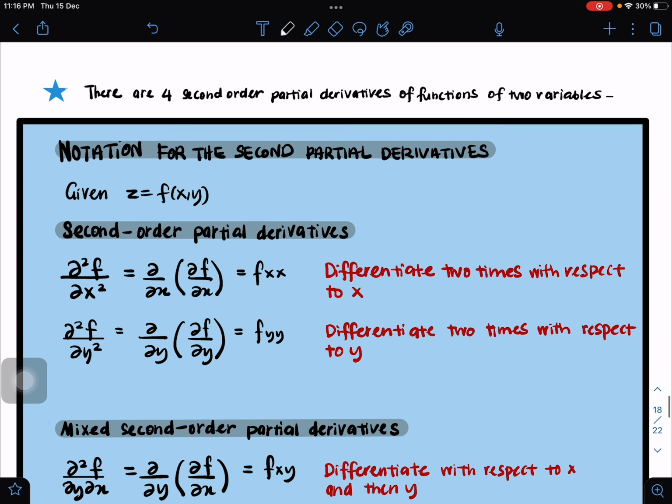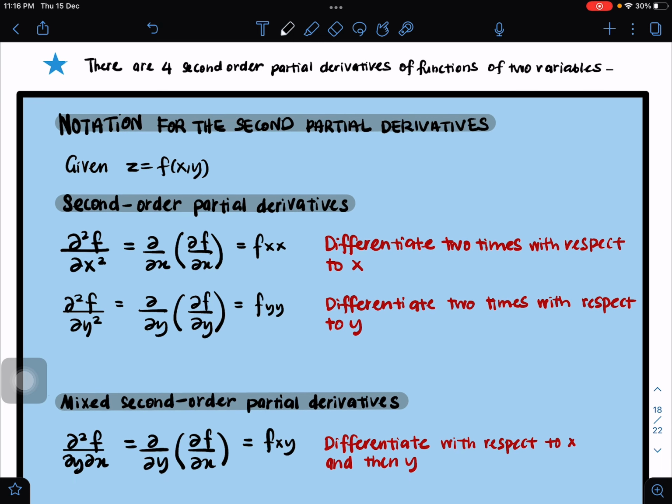There are 4 second order partial derivatives of a function of two variables. Second derivative means we differentiate a second time. Let's say you have the function z equals f(x, y). If you differentiate just one time, you will get either fx or fy. If fx is differentiated a second time with respect to x, it will give you fxx. But if the second time you differentiate it with respect to y, you will get fxy.